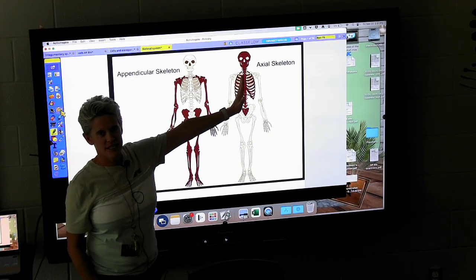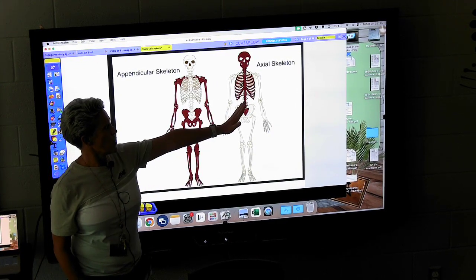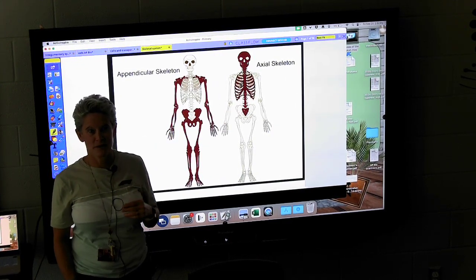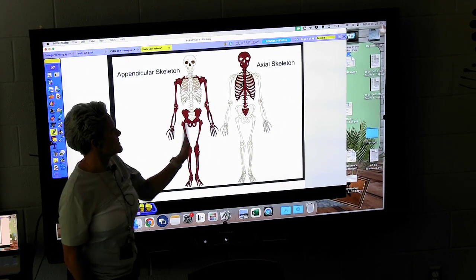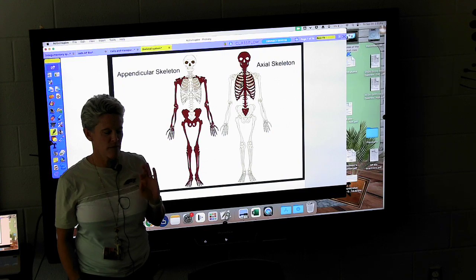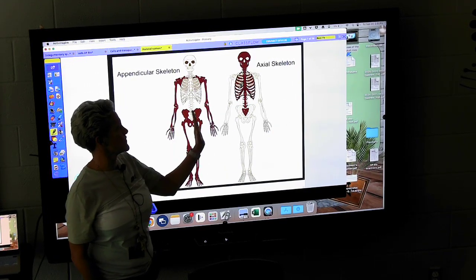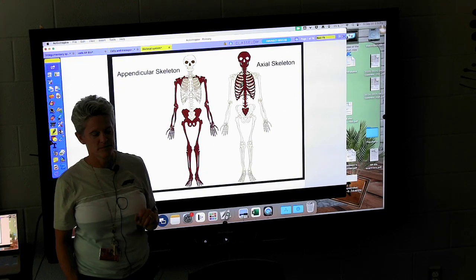The axial skeleton here is in red. The appendicular skeleton here is in red. So normally if I were here, I would say, talk at your table. What's the difference in function of the axial skeleton? So think about that for a second. What's the difference in the functions of the axial versus the appendicular skeleton? Give you a second.